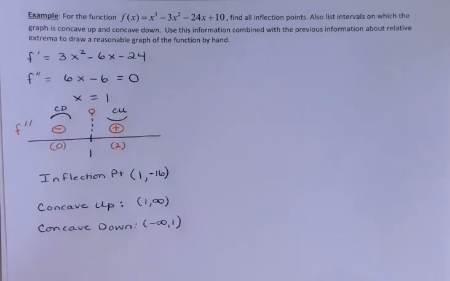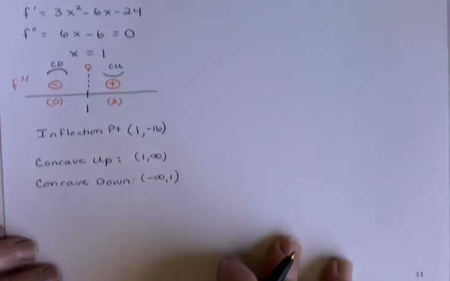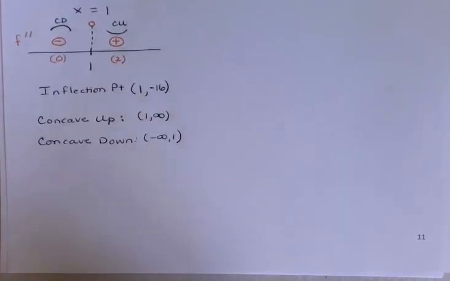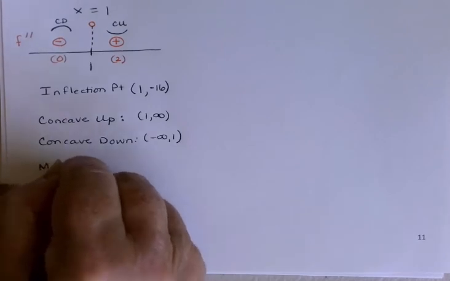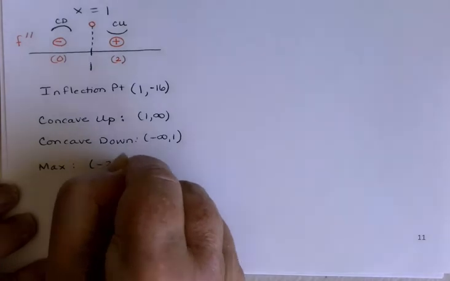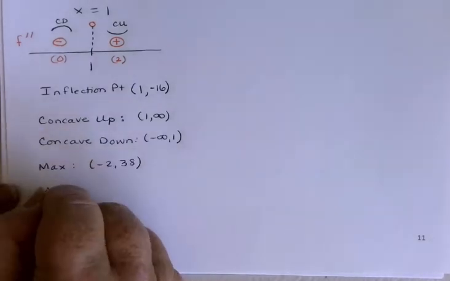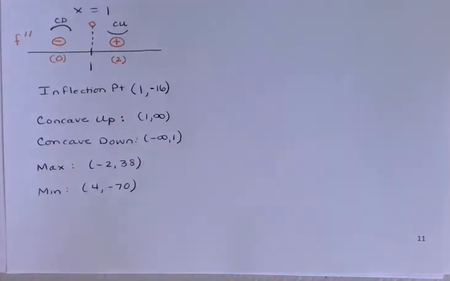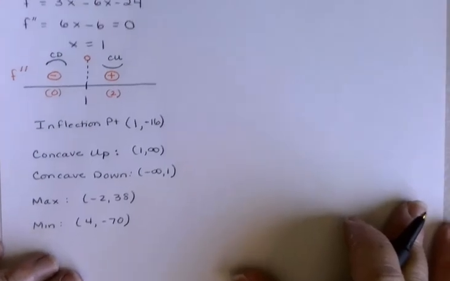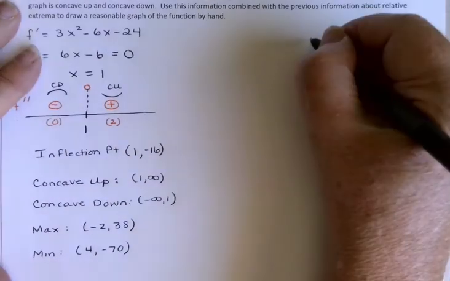All right, let's see if we can put all of this information together and draw a nice graph of this function. I'm going to go ahead and bring in my other little pieces of information, at least about the maximum and the minimum, from the previous analysis that we did. In the last video, we had found that there was a local maximum or a relative maximum at negative 2, 38 and a local minimum at 4, negative 70. So we'll use that information as well and see what we can do.